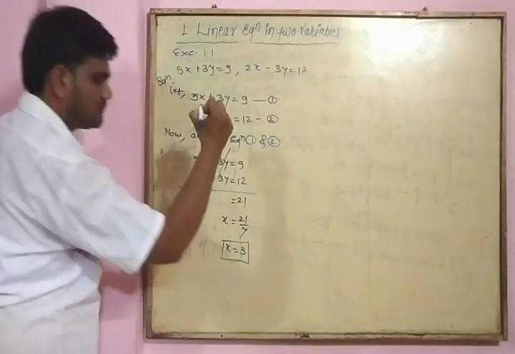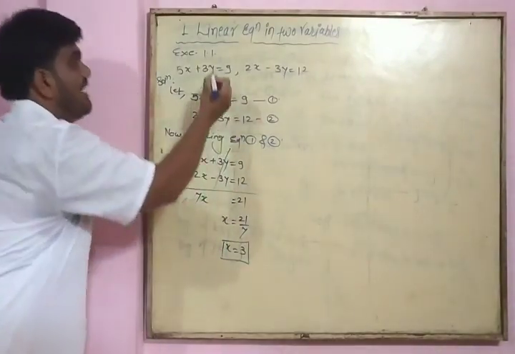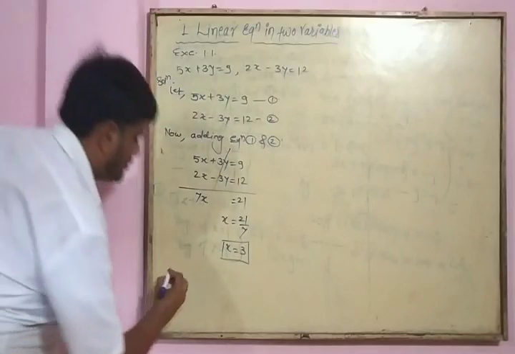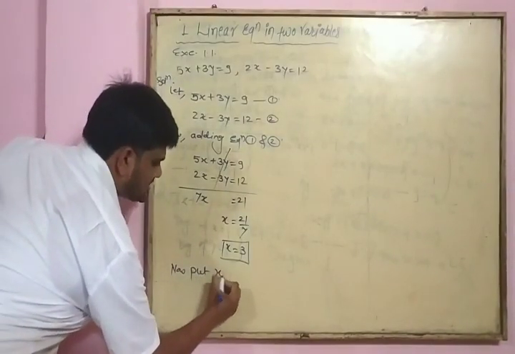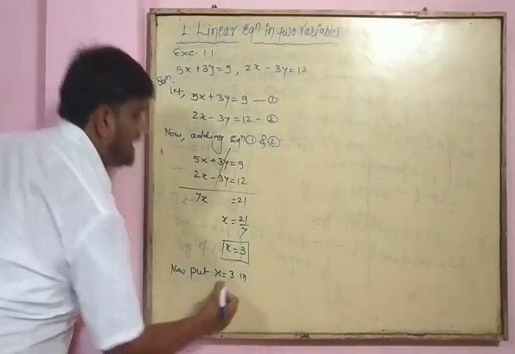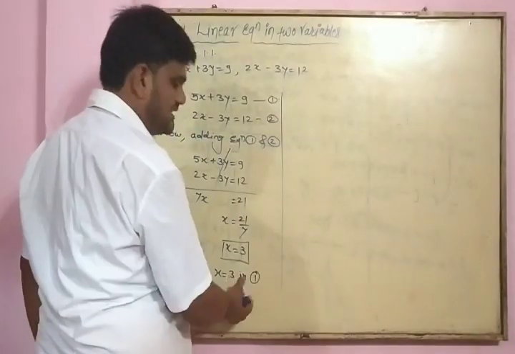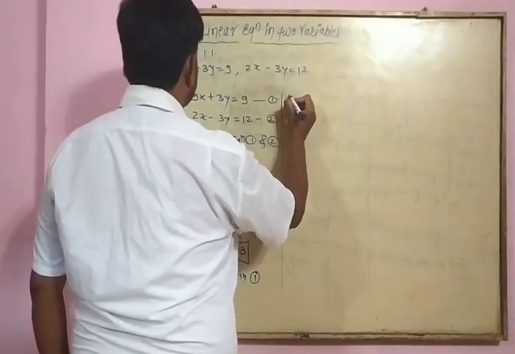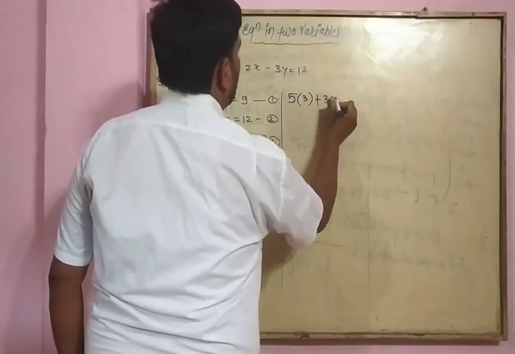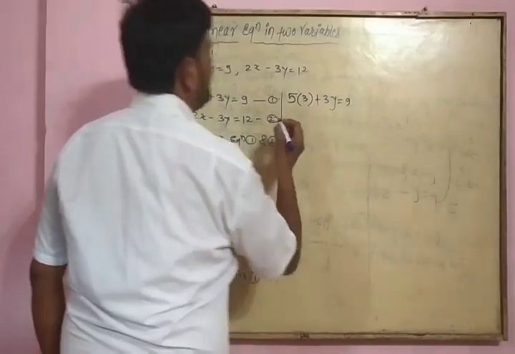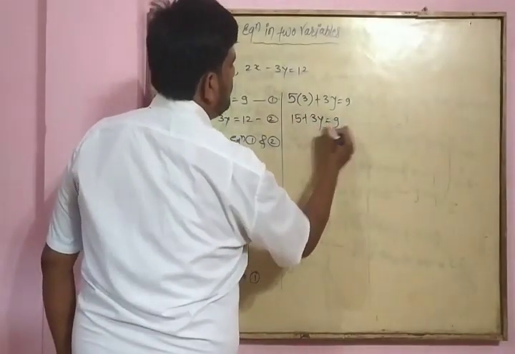Okay. Now again, this is the value of one of the variables, x. Now put x equal to 3 in any of the equations. Now in equation number 1, after putting this value x equal to 3, that is 5 into 3 plus 3y is equal to 9. That is, 5 threes are 15, plus 3y equal to 9.